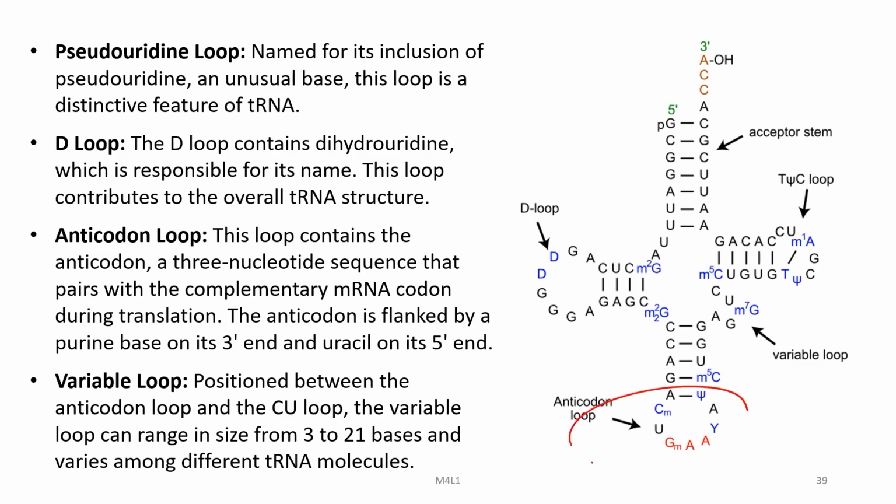Then there is the anticodon loop. This loop contains the anticodon, a 3 nucleotide sequence that pairs with the complementary mRNA codon during translation. The anticodon is flanked by a purine base on its 3' end and a uracil on its 5' end. Then there is this variable loop which is positioned between the anticodon loop and the T loop. The variable loop can range in size from 3 to 21 bases and varies among different tRNA molecules.